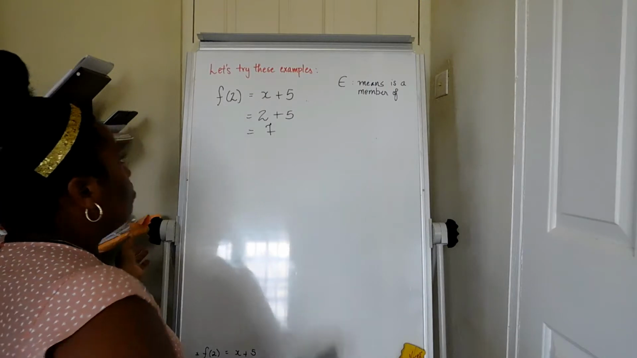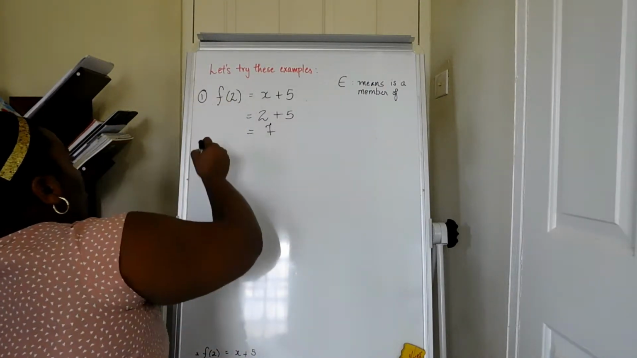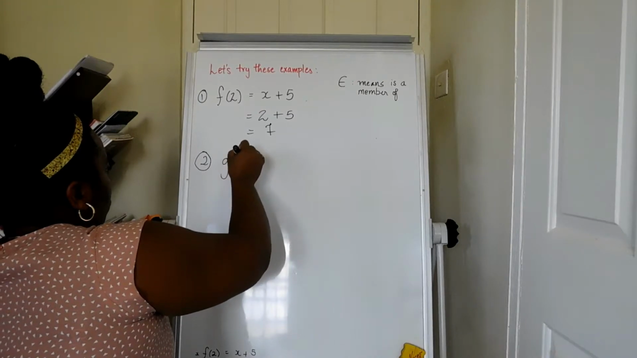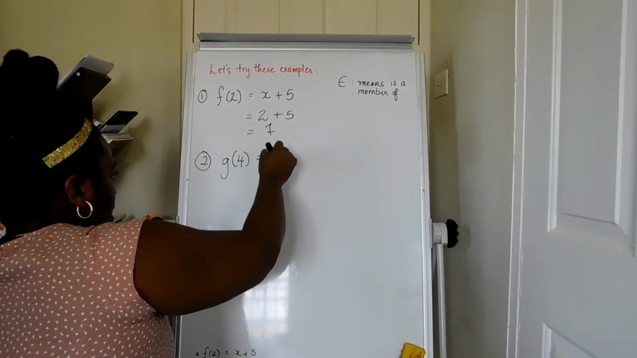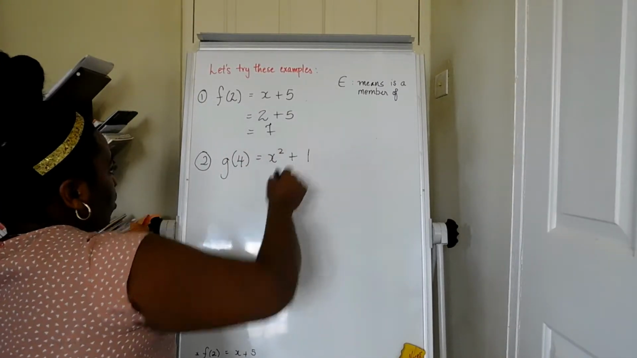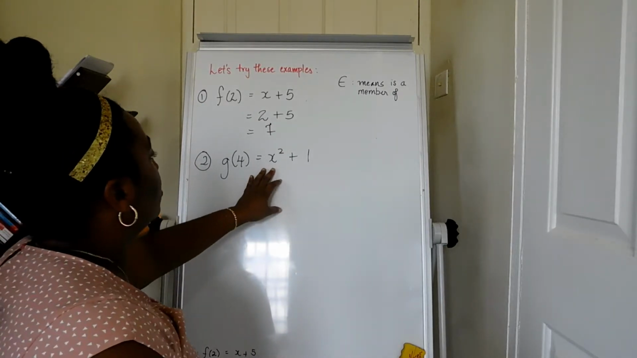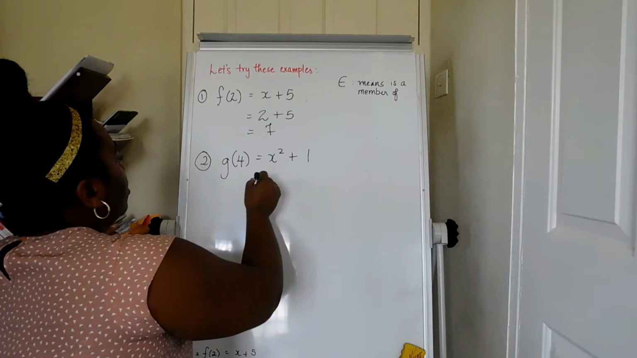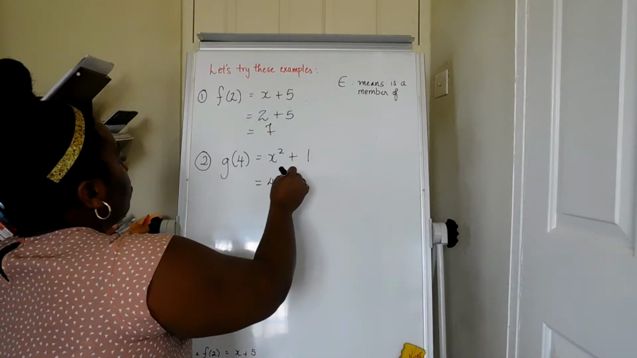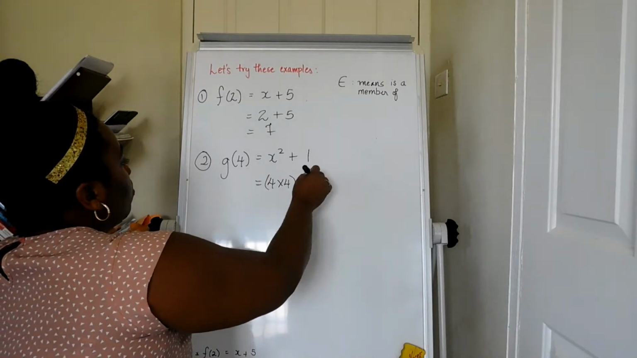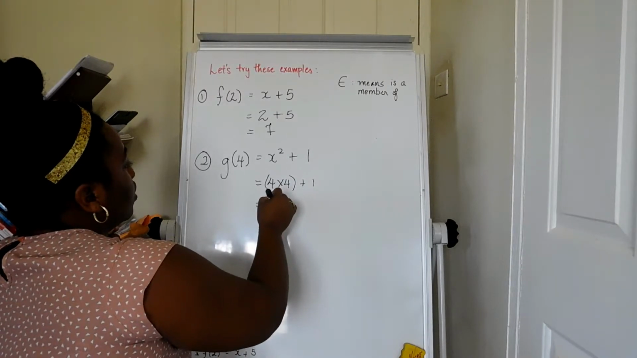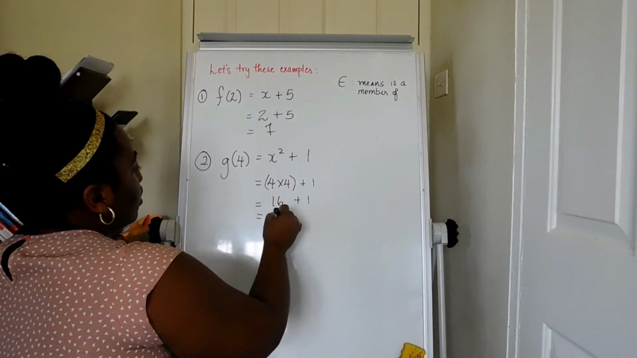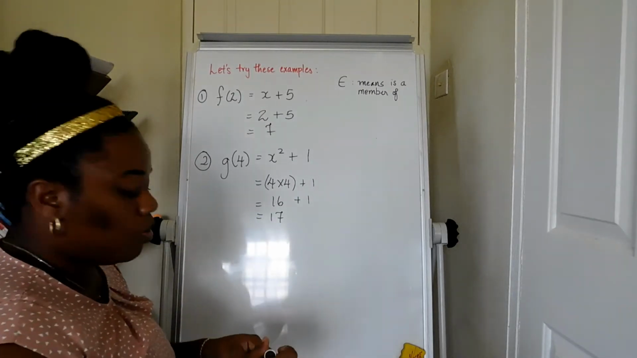Okay? So that's number 1. Now we're going to have number 2. The g of 4 is equal to x squared plus 1. Again, wherever x is, now you're told to put 4 in there. So therefore you're going to say 4 times 4 plus 1. So 4 times 4 is 16, plus 1 will give us 17. Great. So I hope you got that.